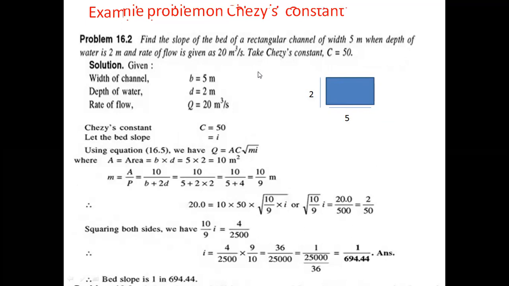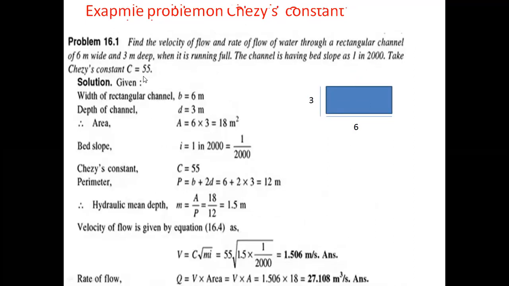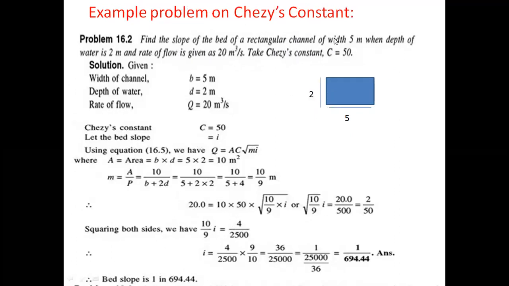The discharge value is given. In the previous problem, we found the discharge and the velocity of the flow. Here the discharge is given. The Chezy's constant value is also given as 50. Now we find out the slope of the bed. In the previous problem the slope of the bed and the Chezy's constant were given, and we found the velocity and discharge Q. In this problem, the Chezy's constant 50, the breadth and depth of the channel, and the discharge value are given. Find the slope of the bed of the channel.